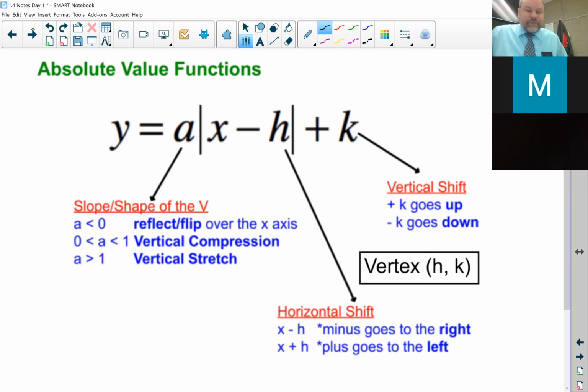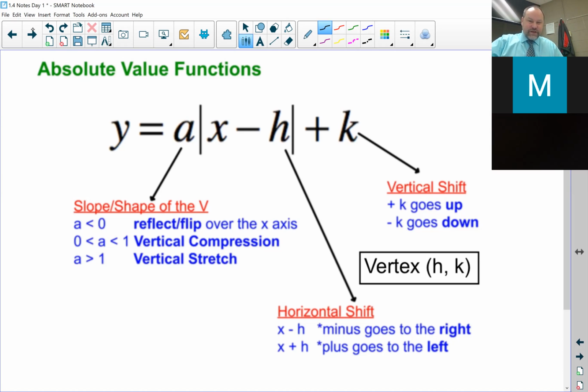For h, if we have x minus h in the absolute value, we go to the right. And here's the way that I remember that. Minus, M-I-N-U-S, 5 letters. Right, R-I-G-H-T, 5 letters. So right and minus. If we have x plus h, we move to the left. Plus, P-L-U-S, 4 letters. Left, L-E-F-T, 4 letters. So that's one way to remember that.